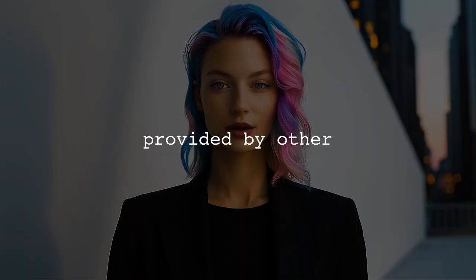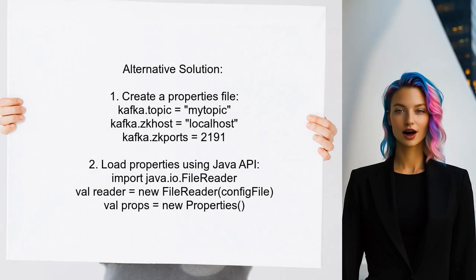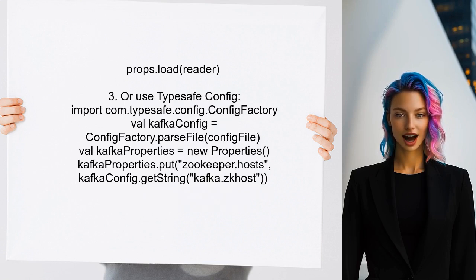Now let's look at the answers provided by other users. An alternative approach to setting Kafka parameters from a properties file involves using the Java Properties API. First, create a properties file with your Kafka settings. Then, load this file in your code using FileReader and the Properties class. You can also use libraries like TypeSafe Config for a more streamlined process.